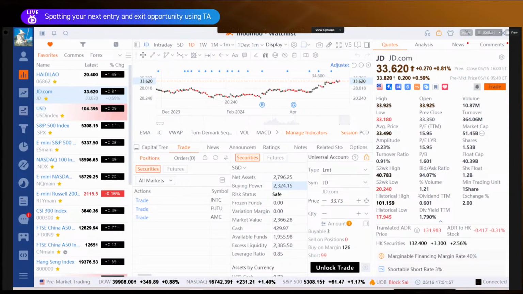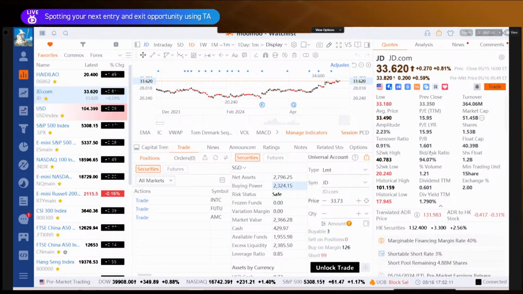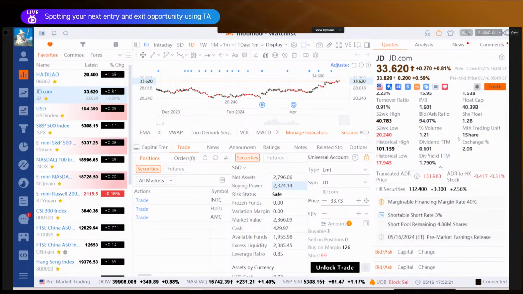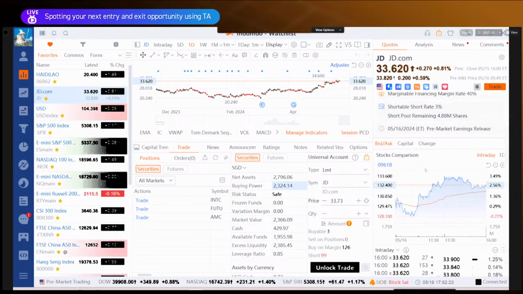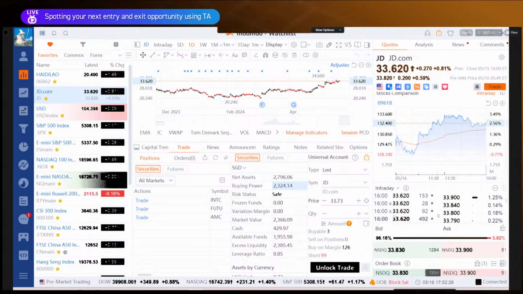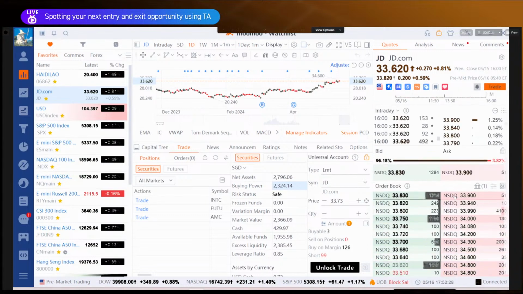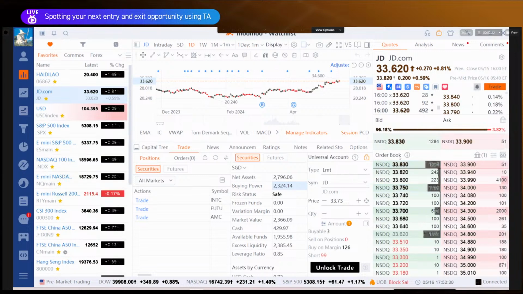So how do you navigate to Nasdaq TotalView? Firstly, under the promotional tab, you need to activate your free 3-month trial of Nasdaq TotalView that has been very kindly gifted to us by Nasdaq. Let's say I already have JD.com pulled up on my screen. You can see that price is moving a bit. On the right-hand side, you can scroll all the way down, past the stocks comparison, past the intraday data, just below the bid and ask. You want to look for the word order book.